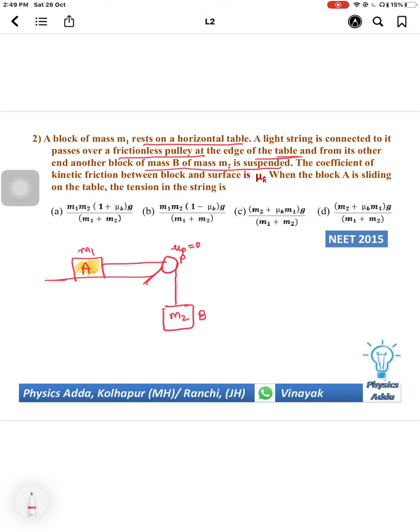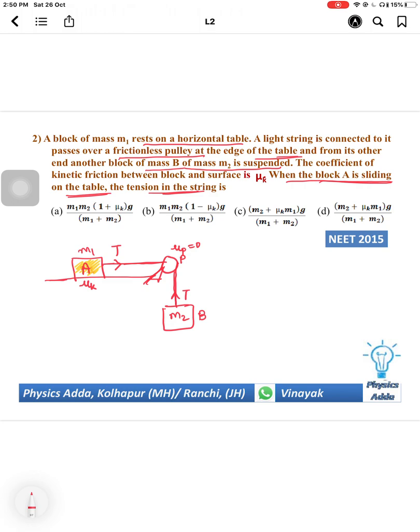The coefficient of kinetic friction between the block and the surface is mu k. Here mu k is the coefficient of kinetic friction. Then when block A is sliding on the table, what will be the tension in the string? Tension always acts away from the block, so here it will act away from block B, that is T. Since the string is the same, the tension will be the same throughout the string, right?